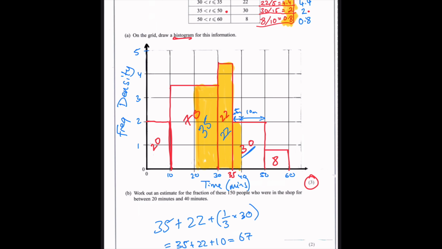So the fraction out of the total of 150 is 67 over 150. This does not simplify. Okay, so the answer is exactly as is. Only tricky bit here is that bit, to be honest. So finding the fraction of this bar of the histogram. Okay, take a step back, assess how much of it is shaded.